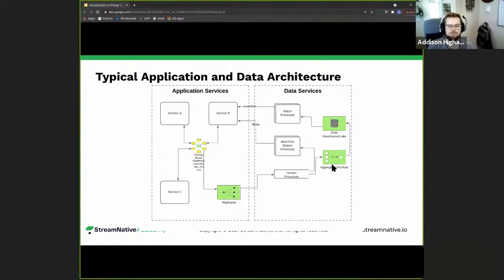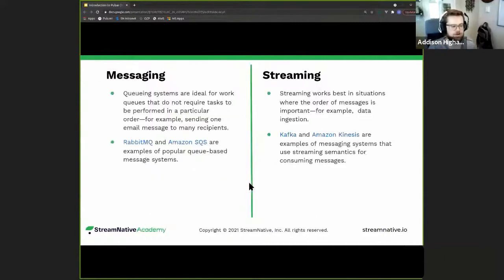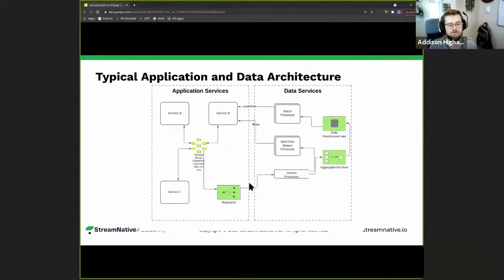That data then may need to be moved into long-term data warehouses for batch processing, as well as being used for near-time stream processors, right? The processing of data as it comes in. And then we're doing something with that data, and perhaps loading it back into other services for usage. So we have data moving back and forth between these two different ecosystems in your organization, with very different stacks and very different needs between these different groups.